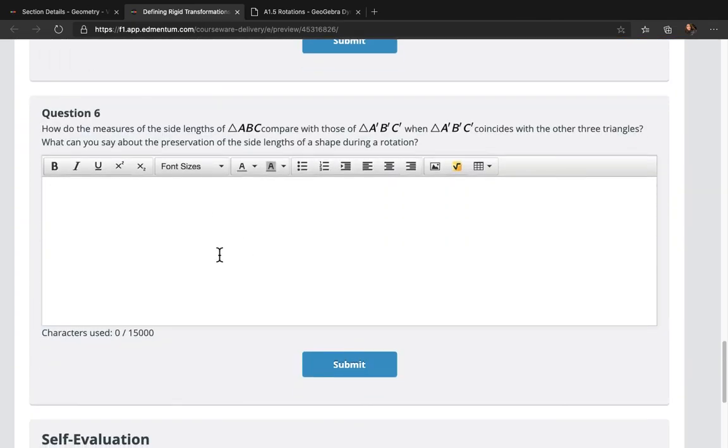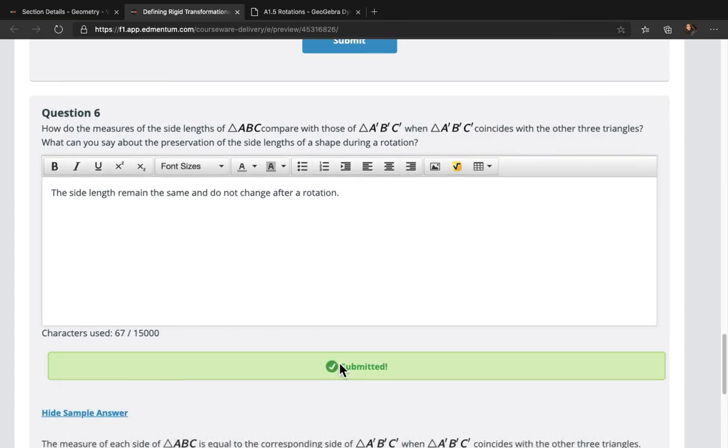So how do the measures of the side lengths compare with the triangles that we rotated it to? What can you say about the preservation of the side lengths of a shape during rotation? The side lengths remain the same and do not change after a rotation. That's basically, in simplest words, what's going on.